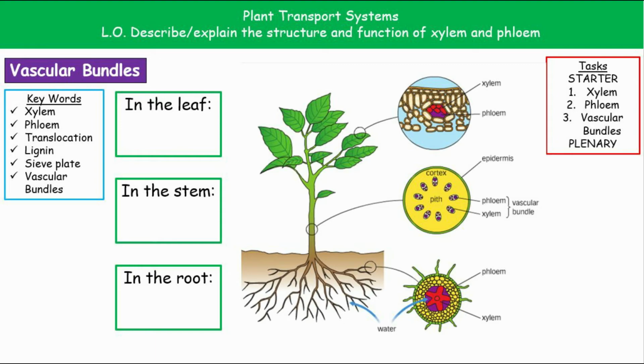So what I'd like you to have a go at doing is look at the diagram and then see if you can explain where in those three regions the vascular bundles are found, and then have a go at suggesting why they may be in those regions. So I'm just going to give you about 2 minutes to have a little go at this. Obviously, if you're not sure on the whys, you can at least get the wheres from the picture.